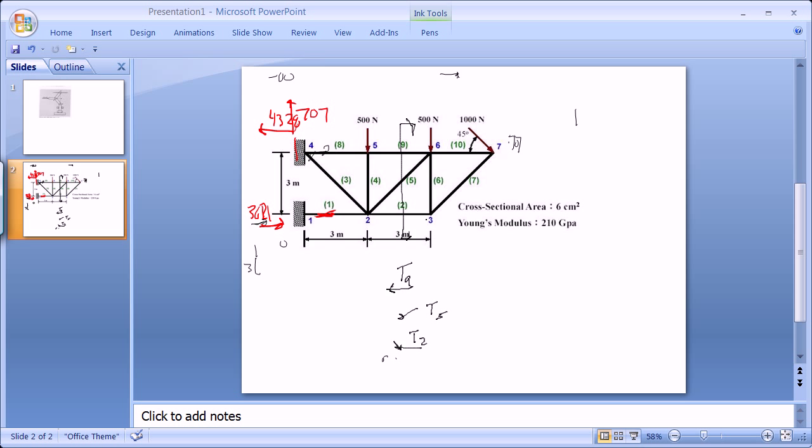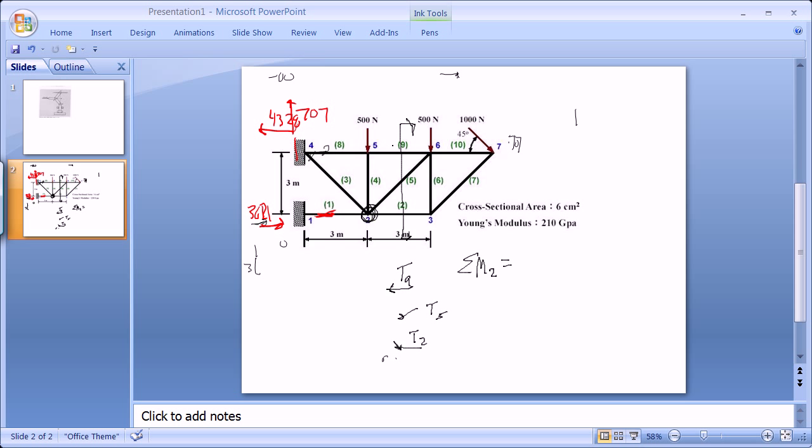Now we know, looking at this, that member 2 is going to be in compression and member 9 is going to be in tension. But we don't have to make that assumption. What we're going to do right now is solve for member 9 by doing the sum of the moments about this point. We look at the sum of the moments about point 2, and we realize that 5 and 2 both go through this, so they're both going to fall out.